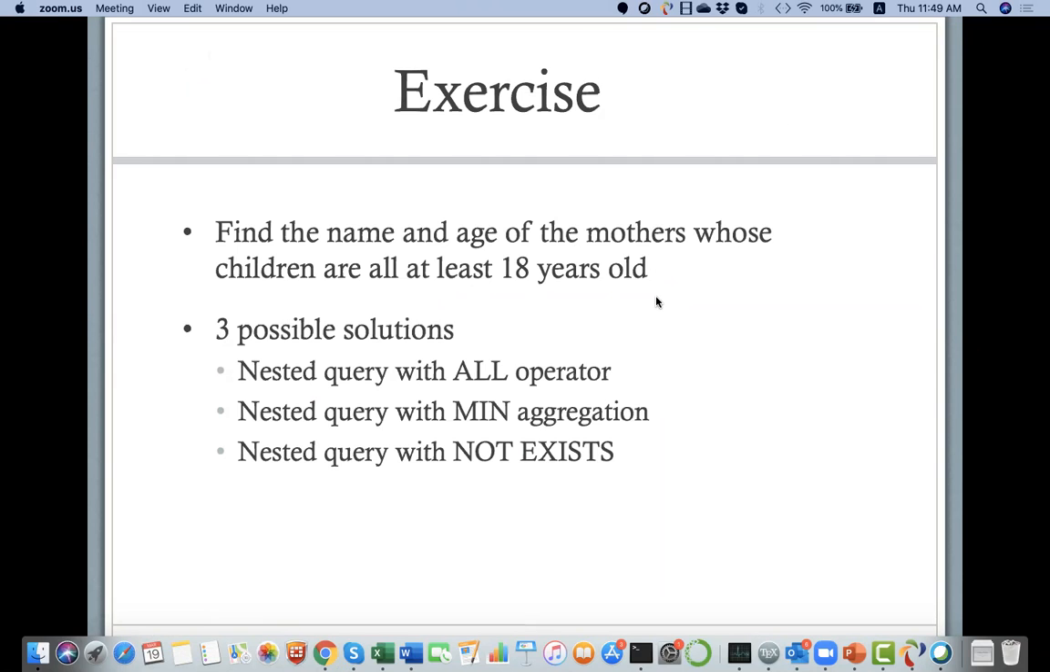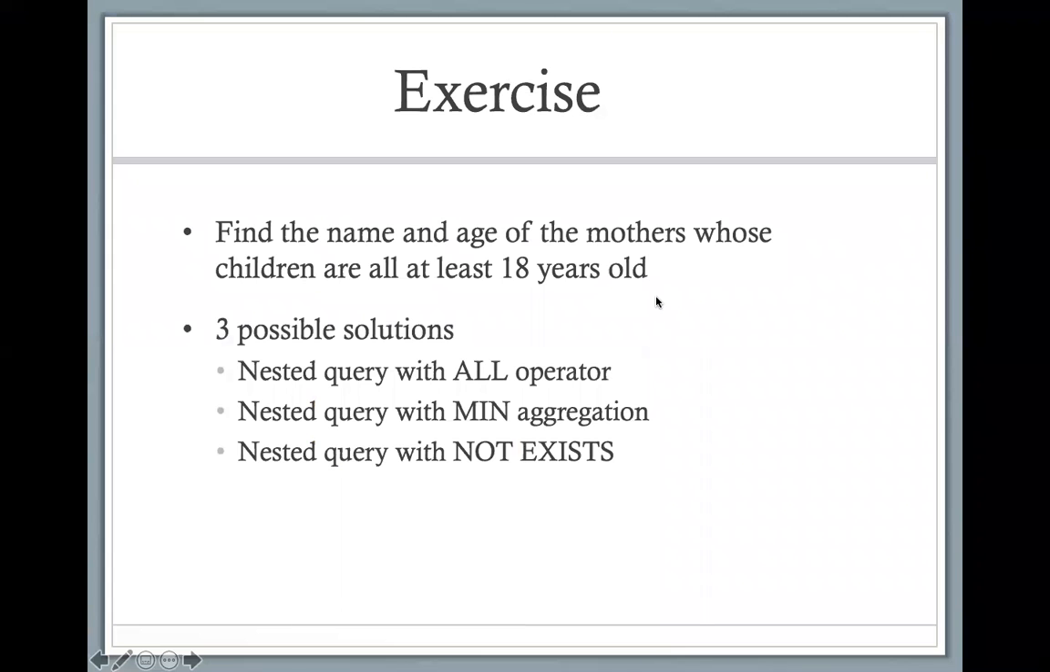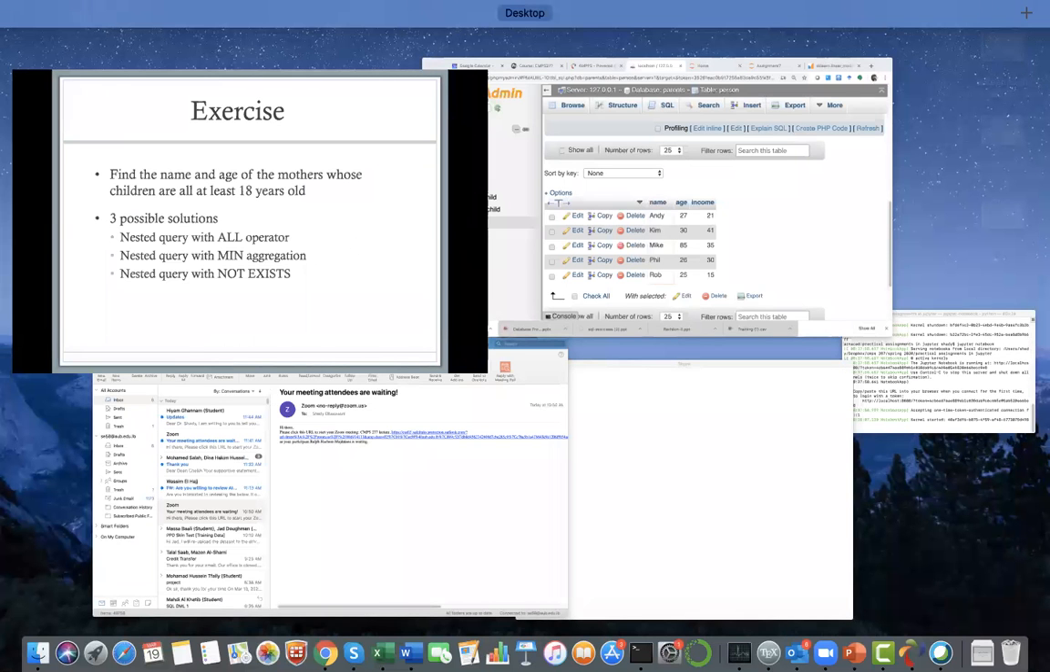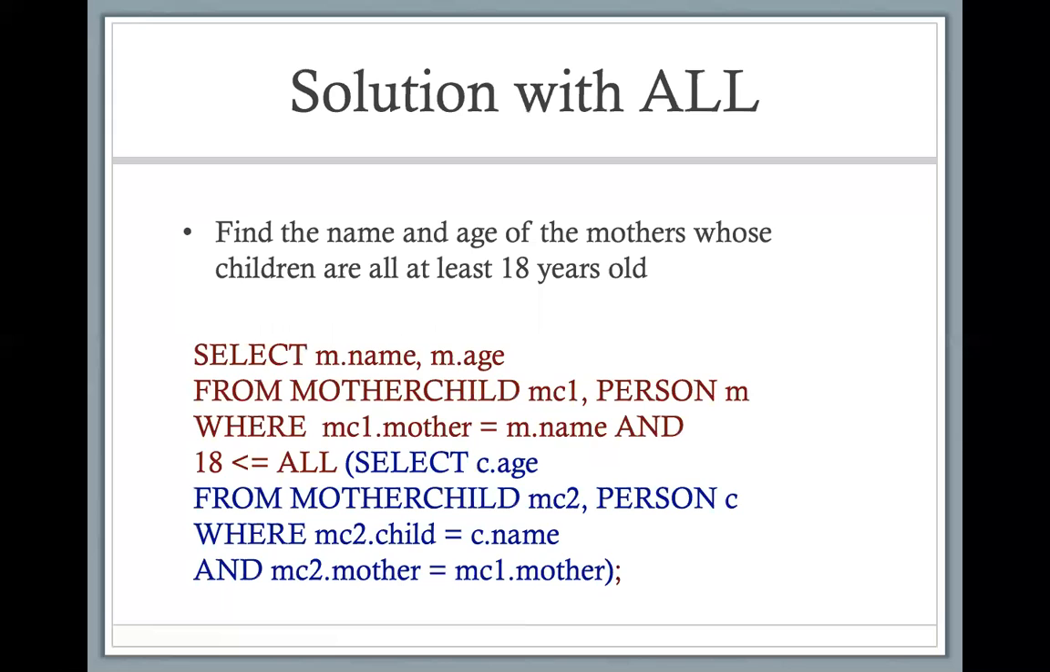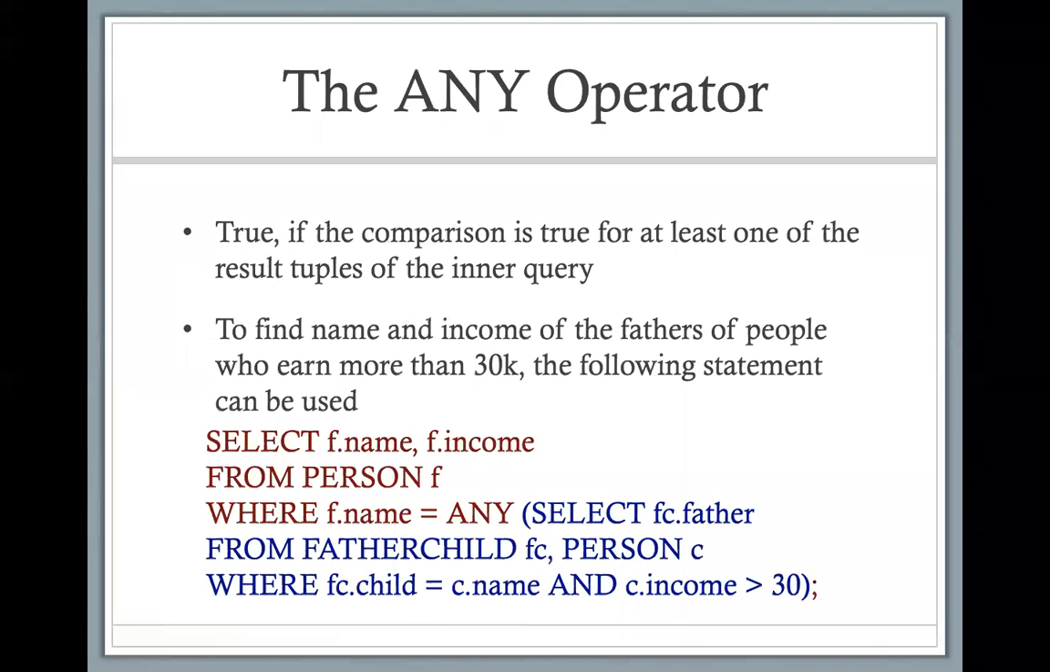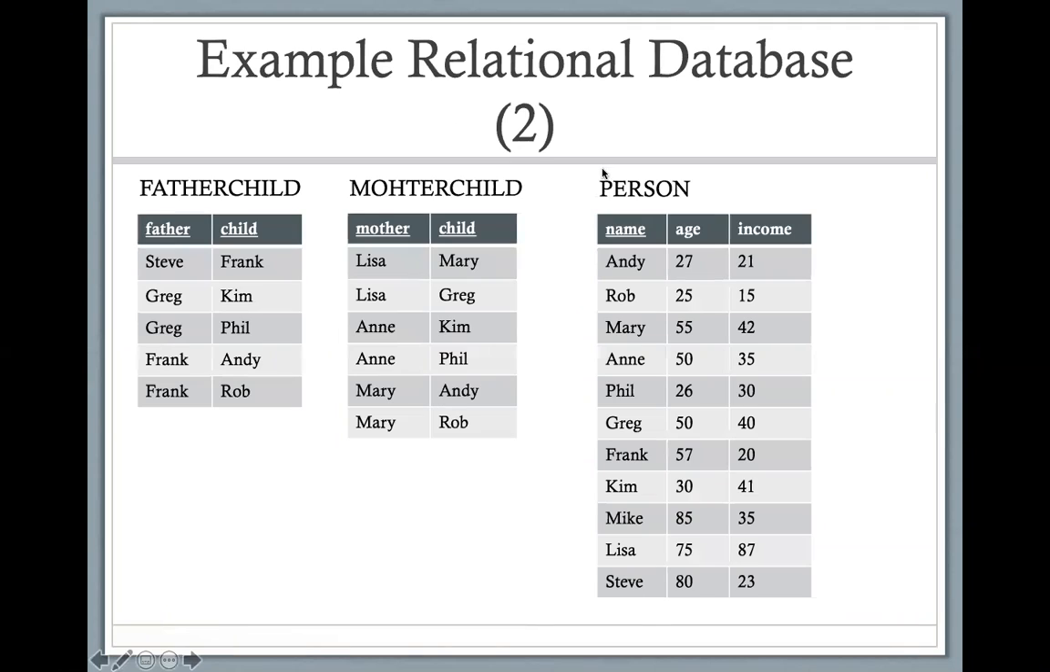Right. Let's think about this exercise a bit and then we'll do it together. So we want to find the name and age of mothers whose children are all at least 18 years old. What does this mean? I want to look at the table mother child, and for every mom, only return the moms whose children, all of her children, are adults, above 18 years old.